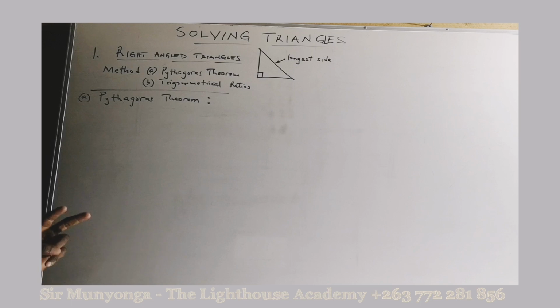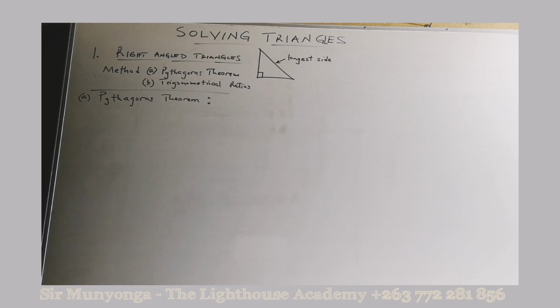So we have two classes of triangles. We have right angle triangles and non-right angle triangles. In this series, we'll be focusing on right angle triangles. We have two episodes in this series. The first method uses the Pythagoras Theorem. The second method will be trigonometrical ratios. Remember, we're just focusing on right angle triangles.